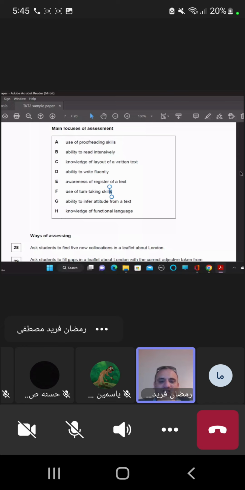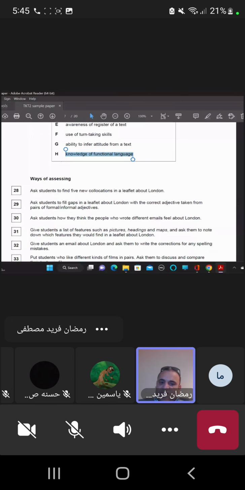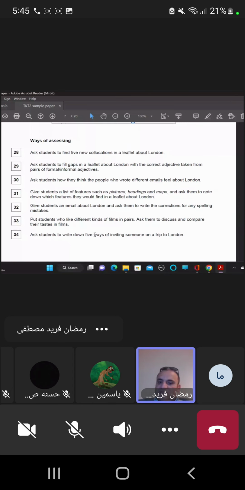There is only one we haven't covered so far, which is H, knowledge of functional language. It's not just inviting somebody; tell me 5 ways to invite somebody to London. So here I'm focusing on functional language. What structures can you use in order to invite somebody somewhere? So the teacher here is focusing on functions, or functional language.